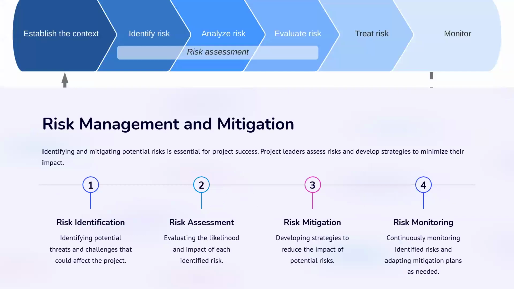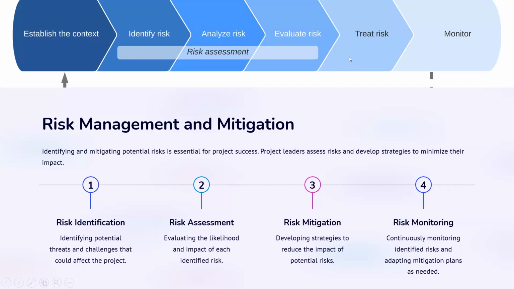Okay, so risk management and mitigation. Whichever business it is, and whoever leads the business, risk is obviously involved there. So how do we go about managing the risk? Identifying and mitigating potential risk is essential for project success. Project leaders assess risks and develop strategies to minimize their impact.